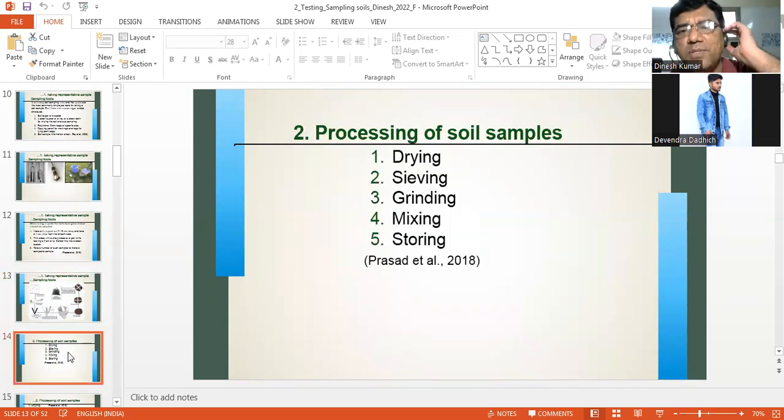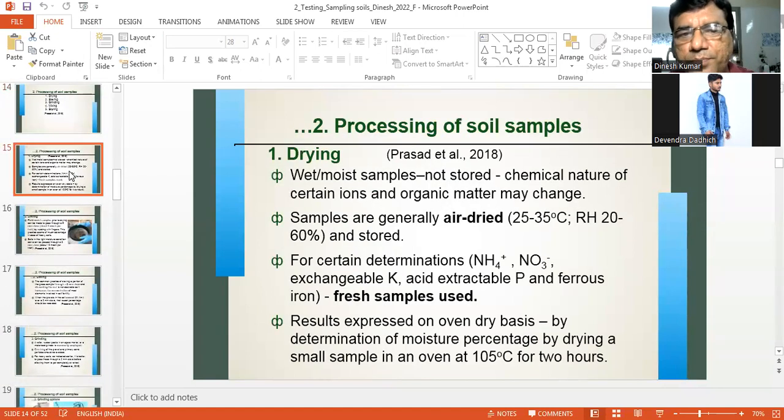Now processing comes. Now you are preparing it for analysis. You have done the sampling. So drying is number 1. Number 2, sieving, grinding, mixing, and then storing or going for analysis. So you can see how we can do it. It is air dried. Most of the time, air drying is done. Oven drying is not done. If you dry in the oven, the sample will lose a lot of nitrogen and sulfur.